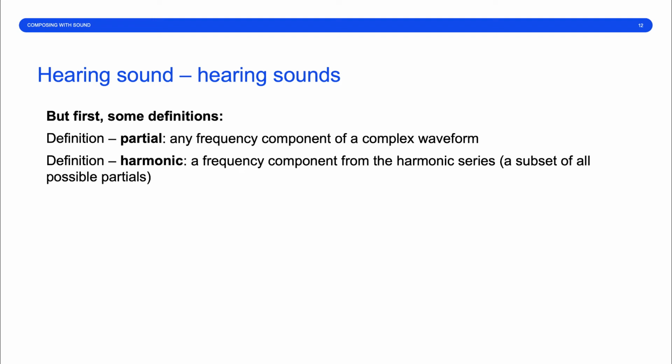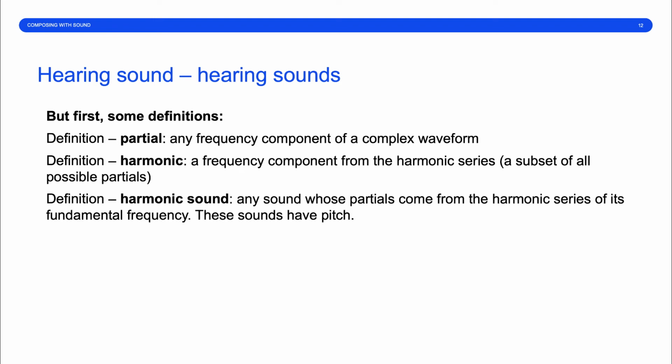So the harmonics are a subset of all the possible partials. Some instrument sounds contain only harmonics, and some instrument sounds, such as a cymbal or a gong, contain a whole series of partials, and they're not necessarily harmonics. And you can always tell, because if it's difficult to sing the pitch or identify the pitch, you know that it's not a harmonic sound. We'd call that an inharmonic sound.